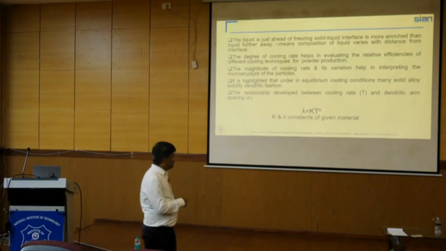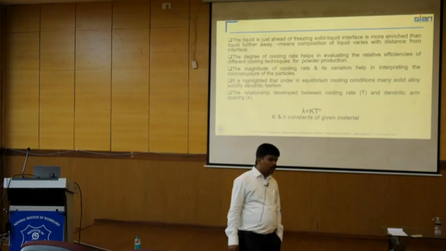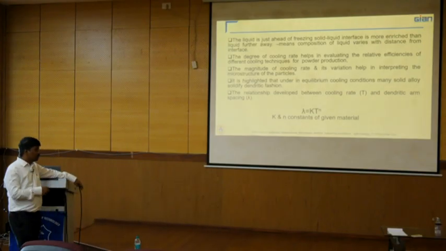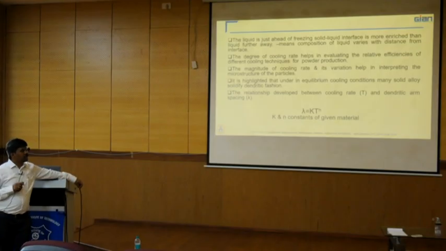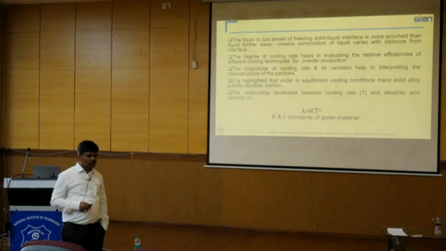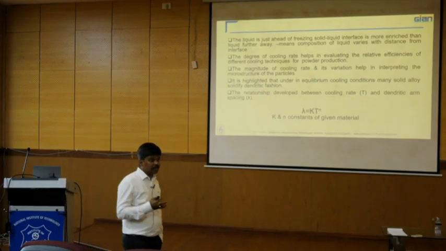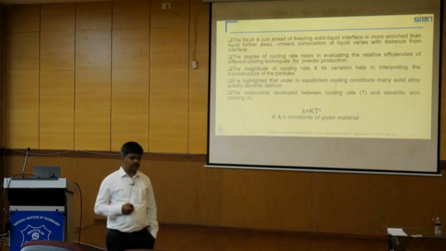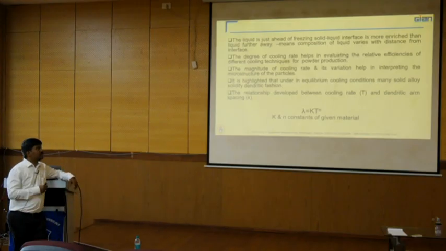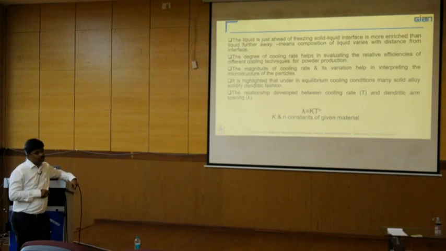that is the dendritic arm spacing, which is equal to k T to the power of n, where k is the material constant, T is the cooling rate, and n is a constant with respect to the material. If you understand how the dendritic arm spacing, whether primary or secondary, is going to form, you can correlate how the solidification is taking place and what kind of powder particles or microstructures we are going to get in our additive manufactured powders. This is mainly because rapid solidification is taking place, meaning the freezing of the solid-liquid interface is more enriched with the liquid and solidification growth also.